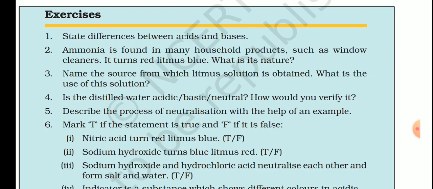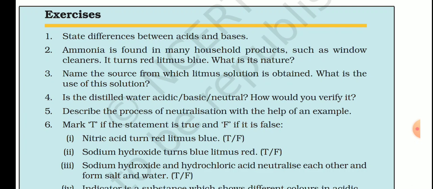I told you the questions will come like this. It will be telling you that you are given a litmus solution which turns this into this. So, what will be the kind of solution? Okay, this is the same question. It turns red litmus blue. So, you know that red litmus is turned blue by bases. So, what is its nature? You will write the nature of ammonia is basic. Okay. The answer will be the nature of ammonia is basic.